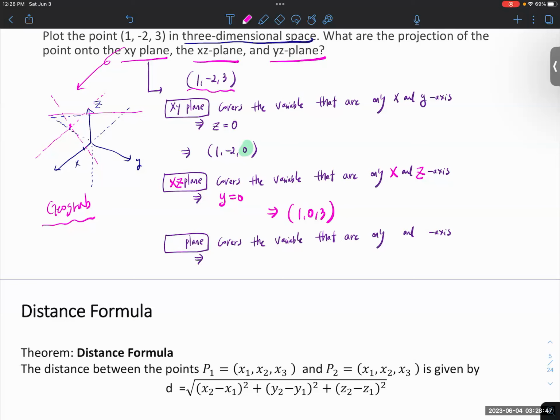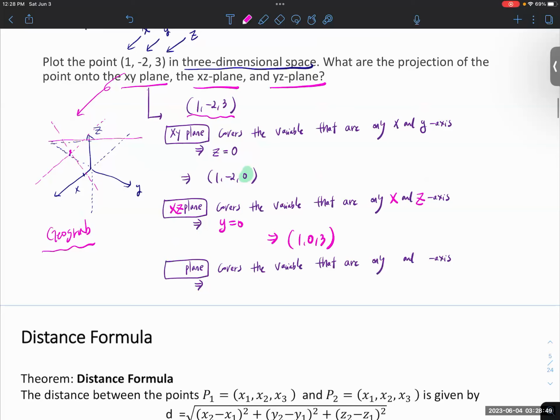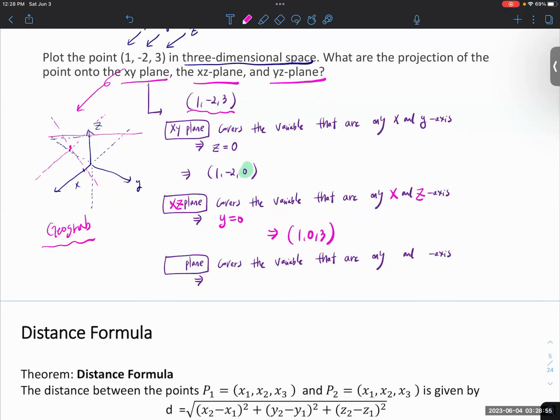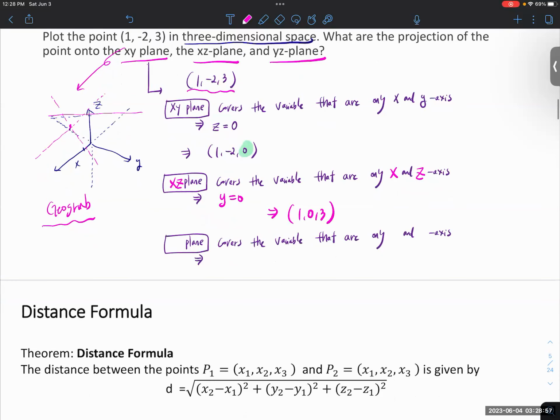Okay, so that's how we project this given point onto the xy, xz, and yz planes according to those characteristics. The last one is yz. We only cover y and z, so x is 0. In this case, you're going to locate it at (0, -2, 3).